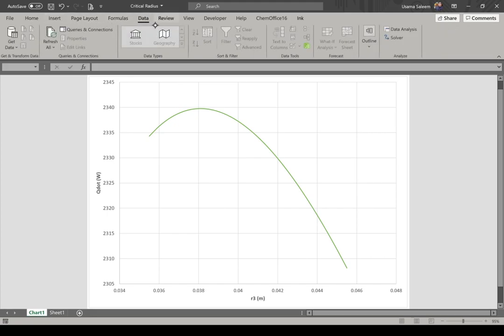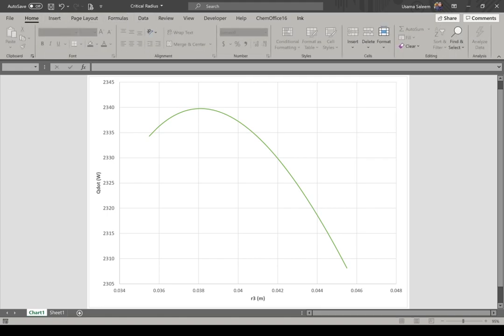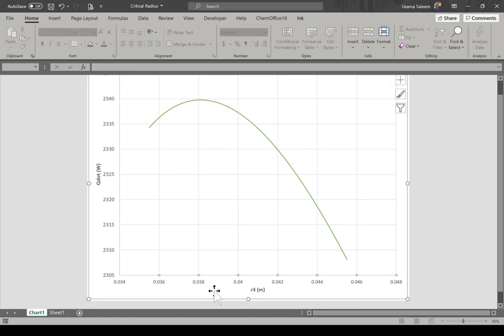Let's see if I can draw on this. Maybe not. So in this case, 0.038 is your critical radius, and you always want to be above. If you want to add insulation, the radius of the insulation should always be above the critical radius. Otherwise, you're going to be increasing the rate of heat transfer.